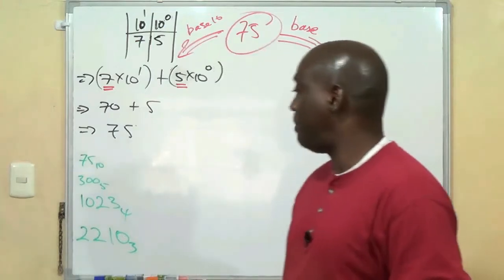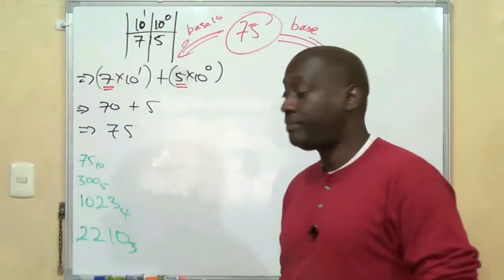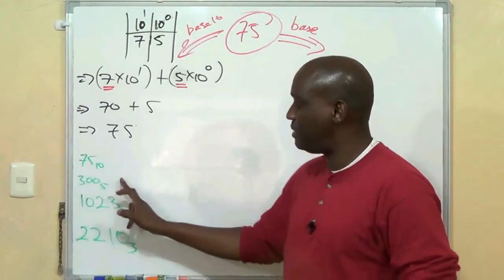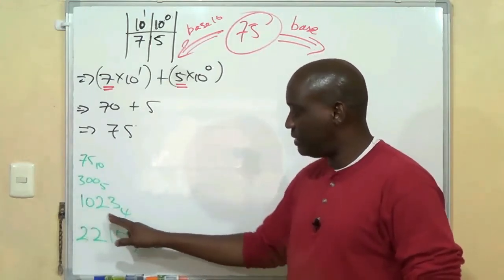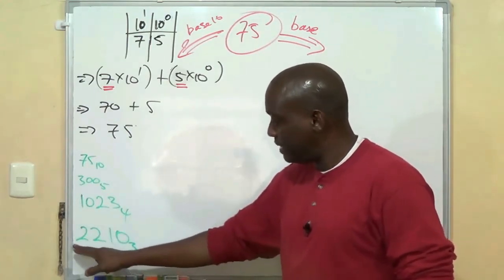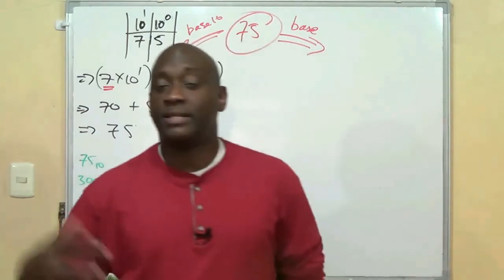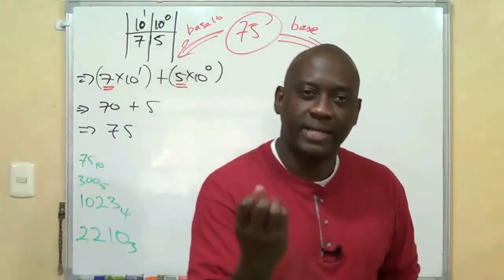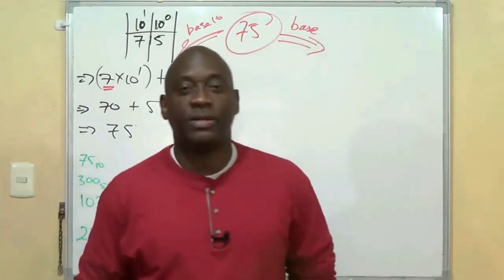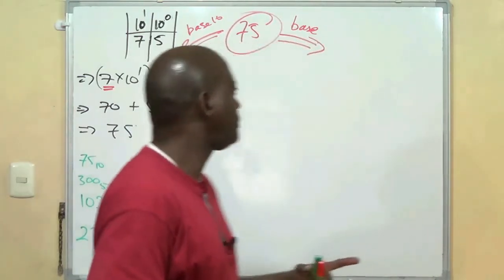So in base 10 it would appear as 7 with a 5. In base 5 it would appear as 3 with 2 zeros. This is what it will look like in base 4, and this is what it will look like in base 3. Yes, I know, I just repeated something that I would have said 5 minutes ago, but that is the whole point. Sometimes you have to do that to drive the point home.